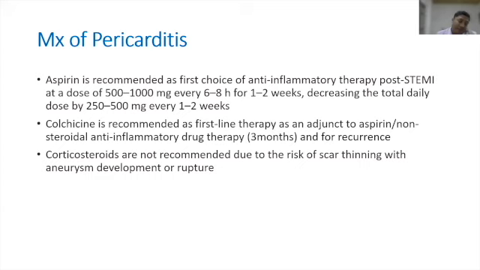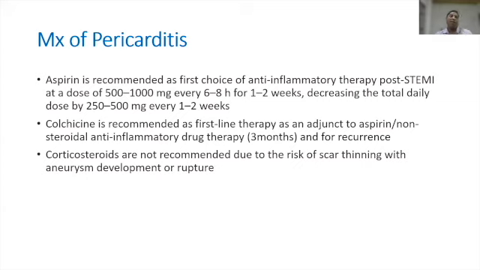Usually, if there's a pericarditis, for example after a viral infection, we use NSAIDs, colchicine, and sometimes we even try corticosteroids. But here you should be careful: in a post-STEMI patient, if you use corticosteroids, there's a risk of scar thinning with aneurysmal development or rupture. So don't use corticosteroids after MI.